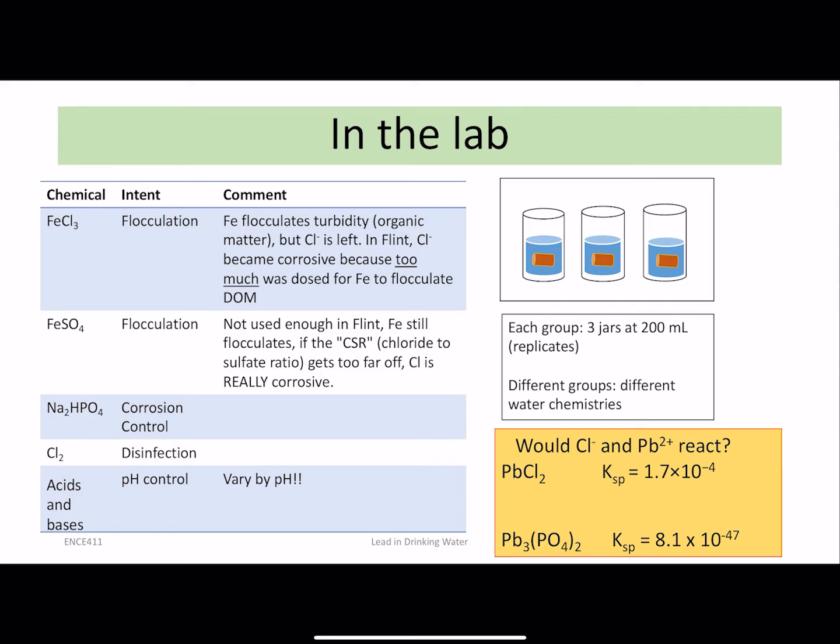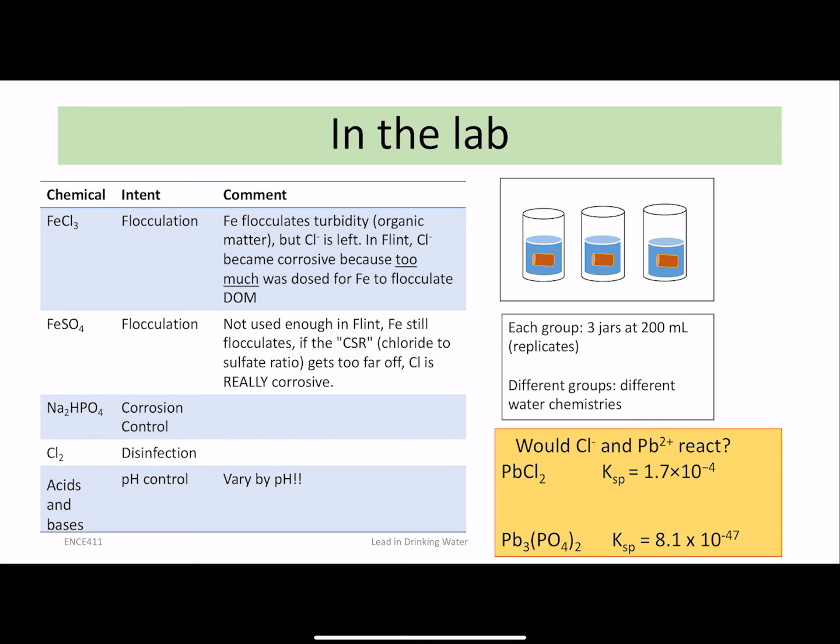So you will prepare the 3 jars with phosphate solution, and then another 3 jars with a mix of chemicals used in drinking water treatment, like the ones I talked about before, like iron chloride. Iron sulfate is also a flocculation agent. The phosphate is for corrosion control, plus the bleach, and we will play a little with pH, so we will have different pHs and different concentrations of these chemicals. Each group will prepare a different mix of chemicals with different pHs.